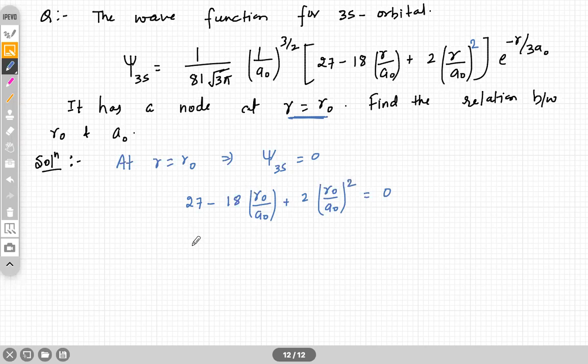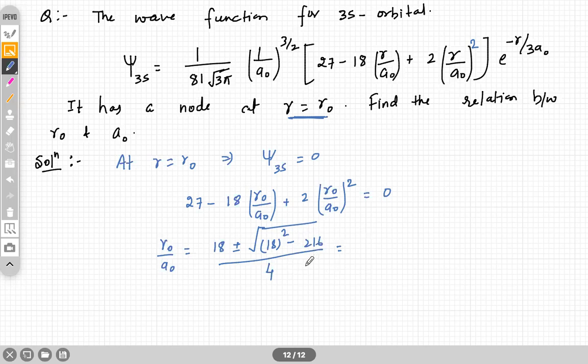Okay. Now you can solve this quadratic for R naught by A naught. That would be minus B plus minus root of B square minus 4AC. So 54 into 4 is 216. Okay. 216 root over, divided by 2A, that is 2 into 2, 4 we have. Right. Now you can solve this, you'll get the relation of R naught and A naught.